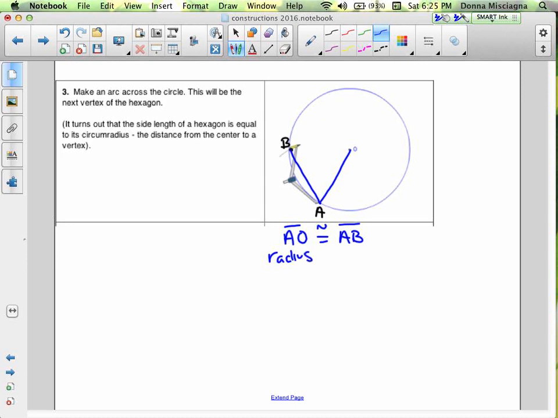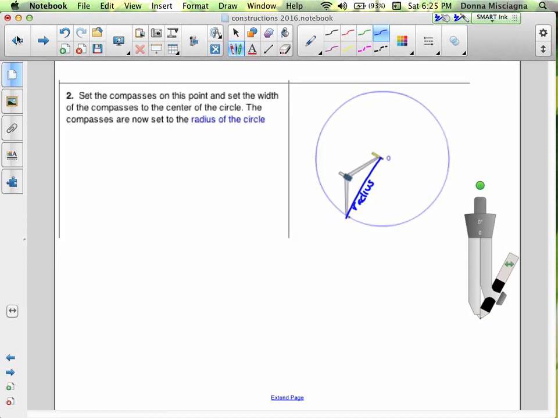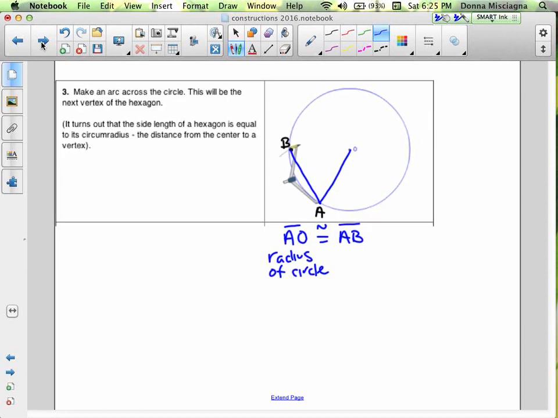Oh, by the way, if I write something down, I want you to write it down too on your diagram, on your notes. So make sure you include a line from the center to the edge showing that that's the radius. And include what I'm writing right here. So AO is the radius of the circle. That's congruent to AB, and AB is a side in the hexagon.